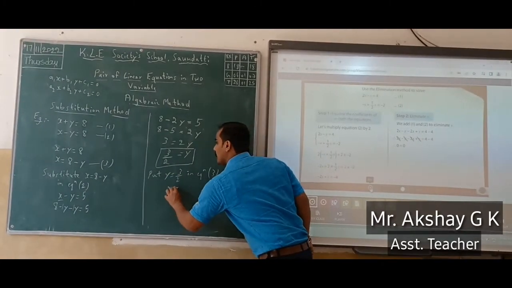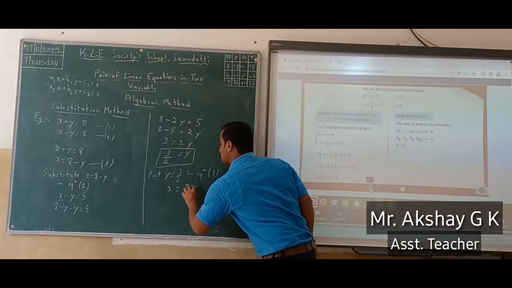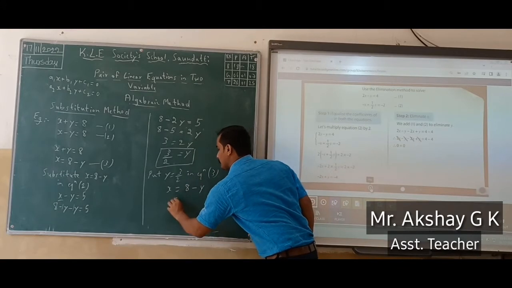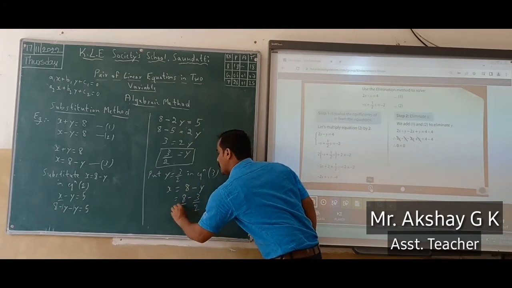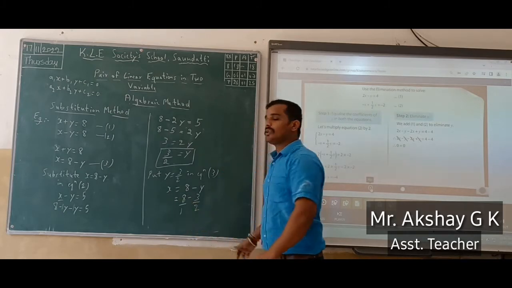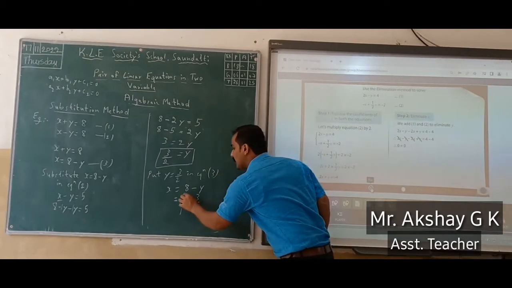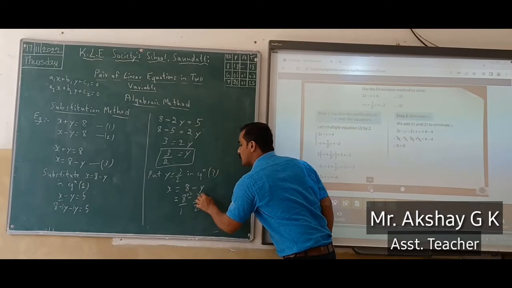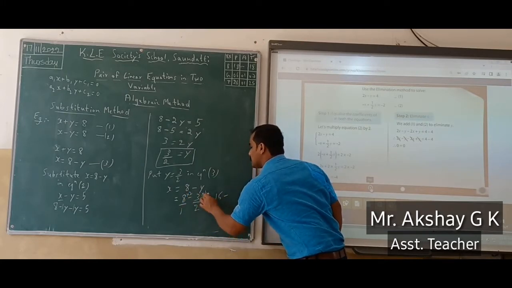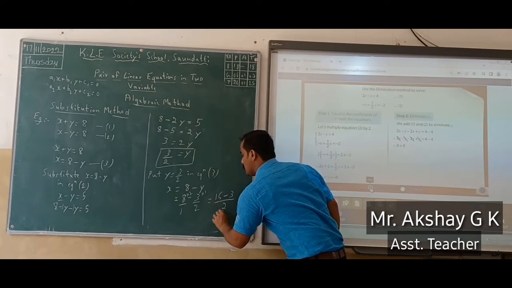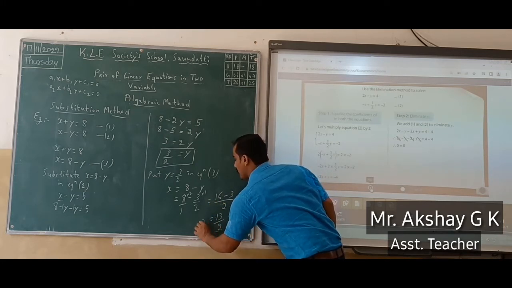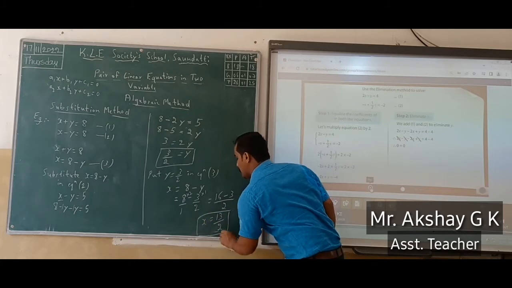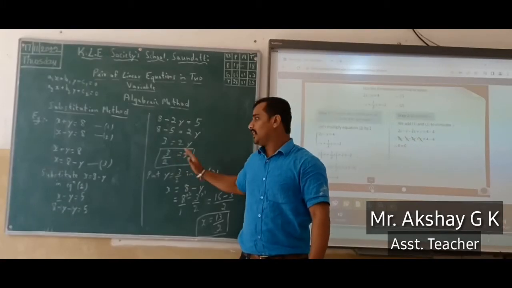x is equal to 8 minus y, 8 minus 3 by 2 divided by 1. We have to take the LCM here, multiply it by 2 here. Here nothing is there, so multiply it by 1. 8 twos are 16 minus 3 by 2, that is nothing but 13 by 2. We got the x value as 13 by 2 and the y value as 3 by 2.